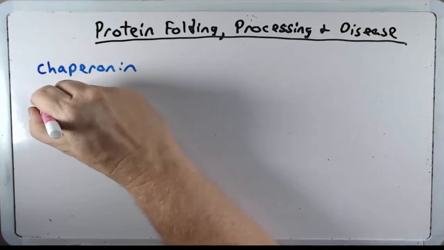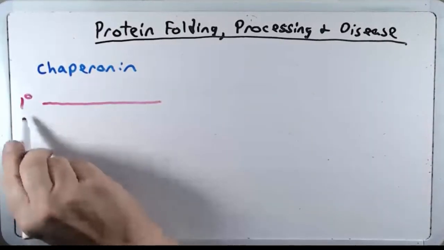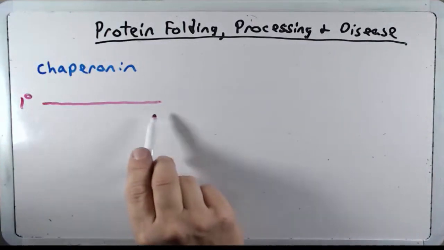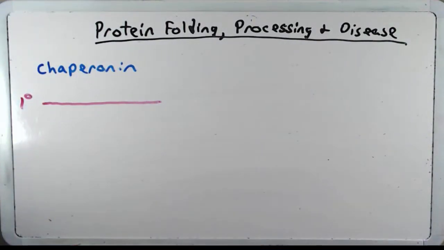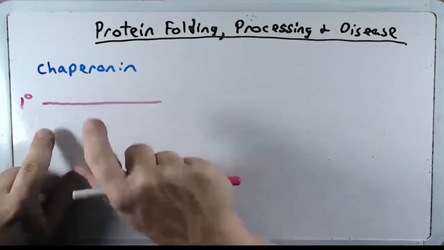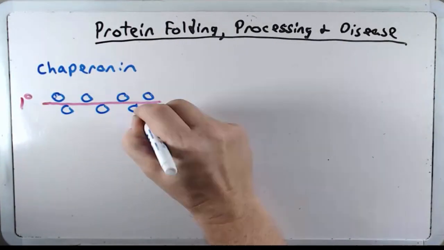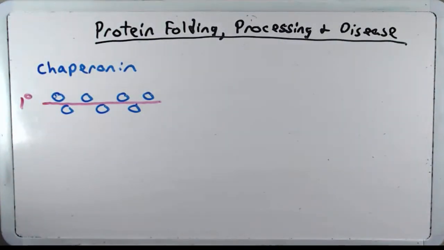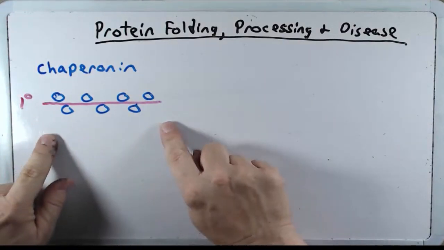And so I'm going to draw our linear protein here, our primary structure. That's the symbol for primary. I'm just drawing it this time as a straight line. What happens is, as this is being released from the ribosome, we have these proteins called chaperones that can bind to it in various ways. And when they bind to it, it allows the most stable conformation of this protein to form.